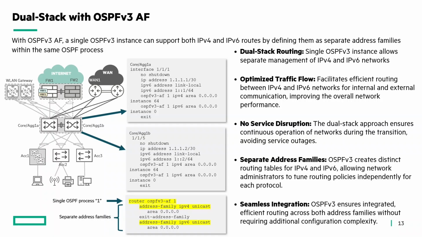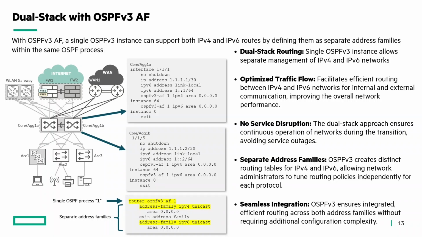Having separate address families creates distinct routing tables for both IPv4 and IPv6, thus allowing administrators to tune the routing policies independently for each protocol. And finally is the seamless integration. So OSPFv3 ensures integrated, efficient routing across both address families without requiring additional configuration complexity.